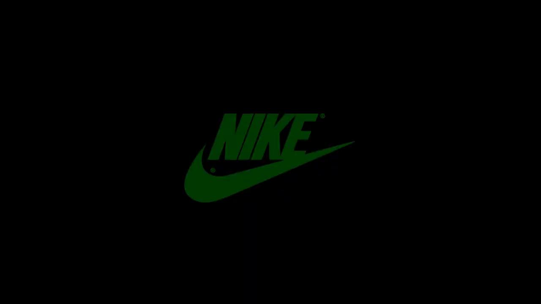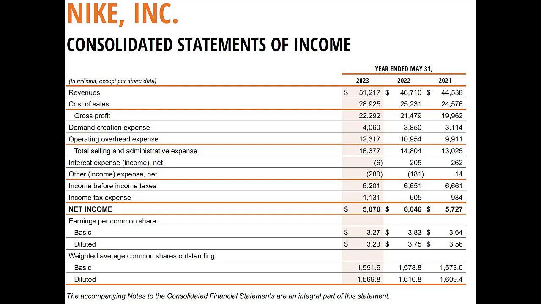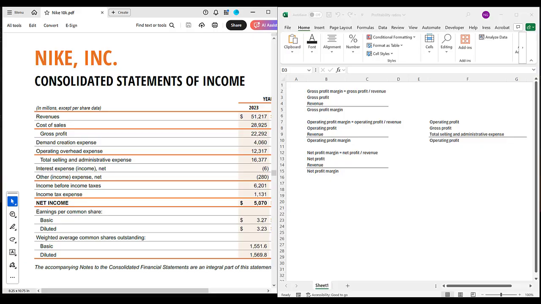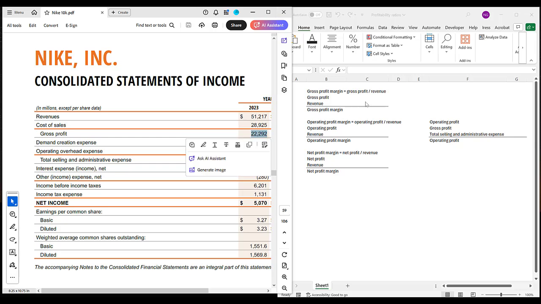Let's calculate the profitability ratios for Nike. Here we have the income statement for Nike for the year ended 31 May 2023. Let's calculate the gross profit margin. Gross profit margin equals gross profit divided by revenue. Remember, all these numbers are in millions. Gross profit was $22,292. Revenue was $51,217.